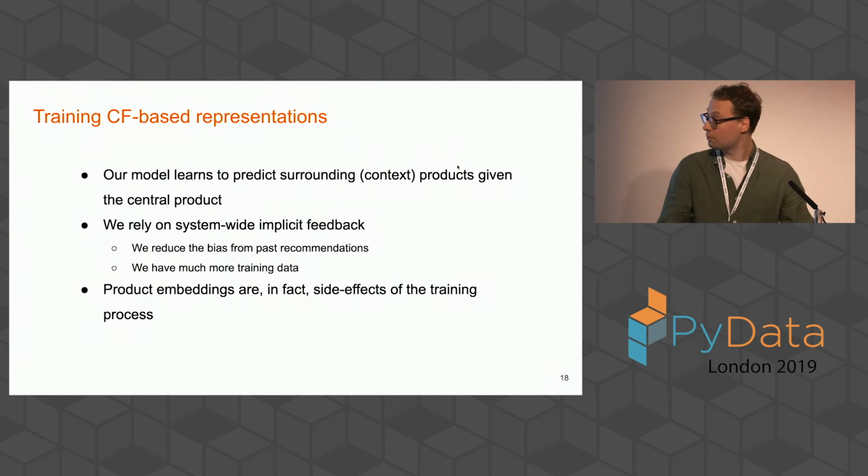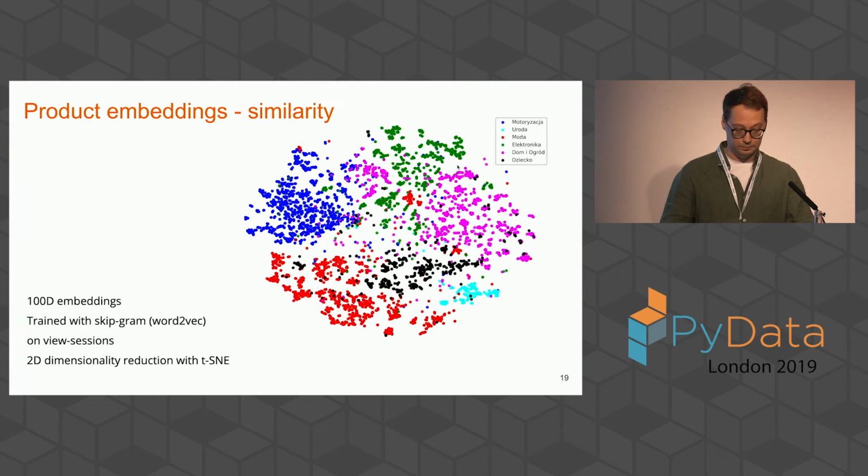It is important to notice that the product embeddings here are in fact side effects of the training process of the Word2Vec model. It is also important to say that Word2Vec actually implicitly decomposes the item-to-item interaction matrix, and it does it in a way that has a relatively low memory footprint, and it's quite resilient to data sparsity, which is a huge problem in our setting, and we will discuss it later.